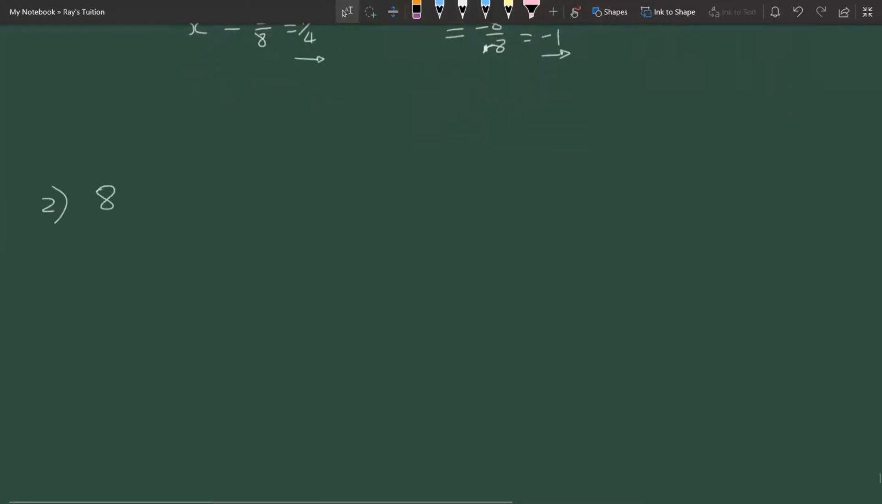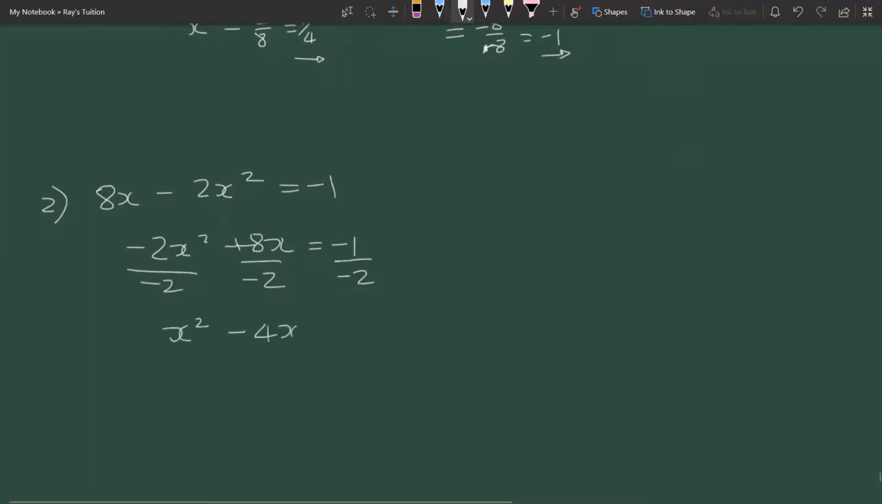So we got 8x minus 2x squared is equal to -1. Great, so this is already in the form that we want. I'm just going to swap the x squared and x around, I'm just pedantic like that. Okay, so now we need the coefficient of x squared to be 1, so we're going to divide everything by -2. And then what we're going to get is x squared minus 4x is equal to +1/2.